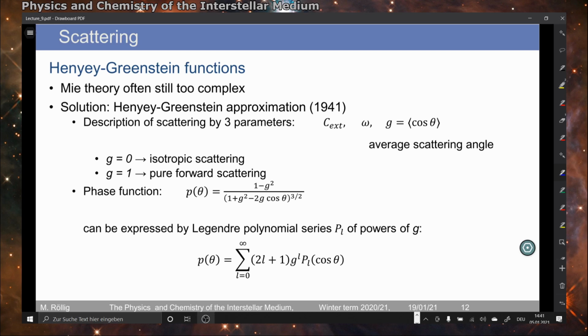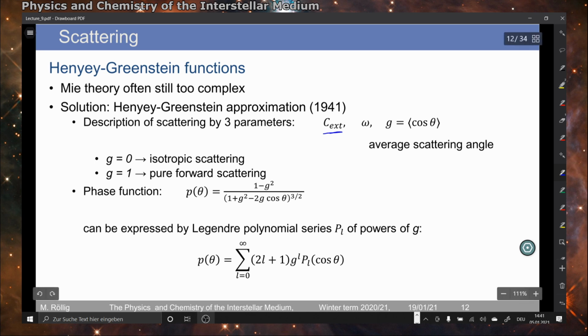So we saw in the plot showing the solution for a given optical parameter set that the extinction and the absorption and scattering behavior is very complex, and this is very frequently too complex to solve in detail every time. So we are looking now at an approximation, the so-called Henyey-Greenstein approximation, that describes the scattering by 3 parameters.